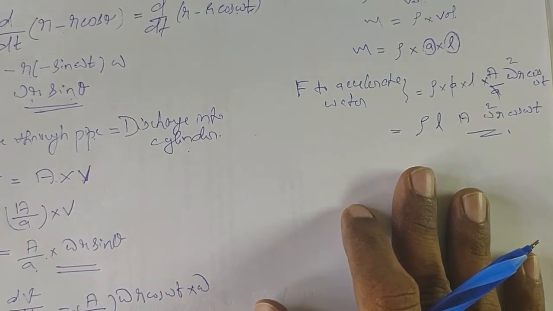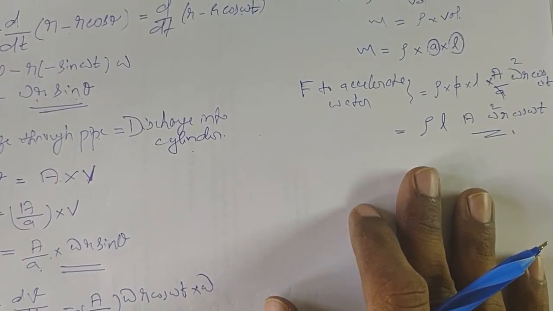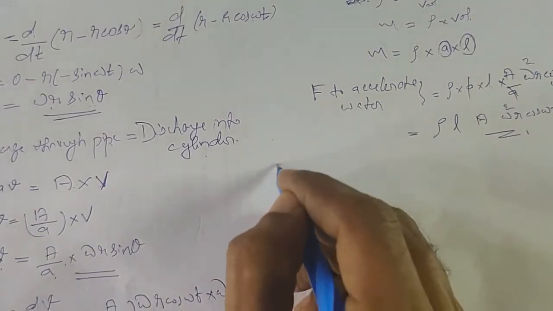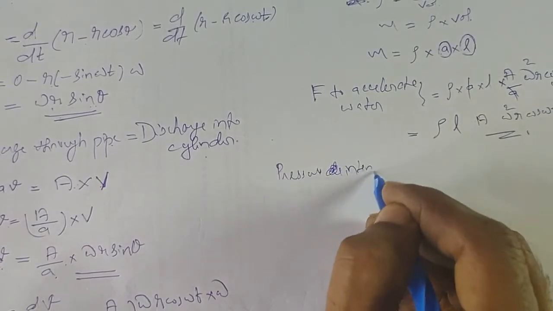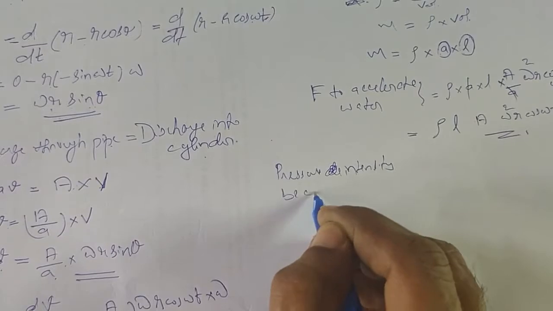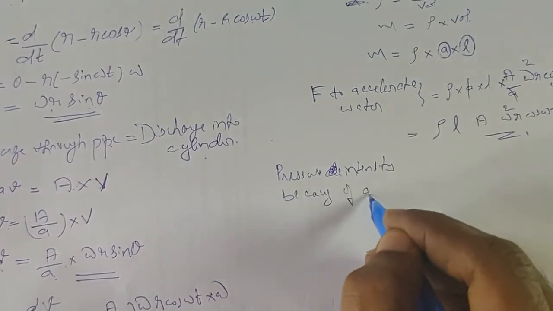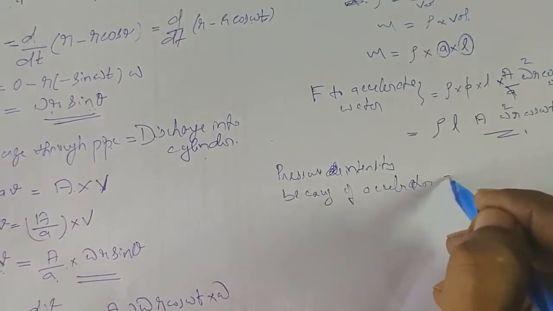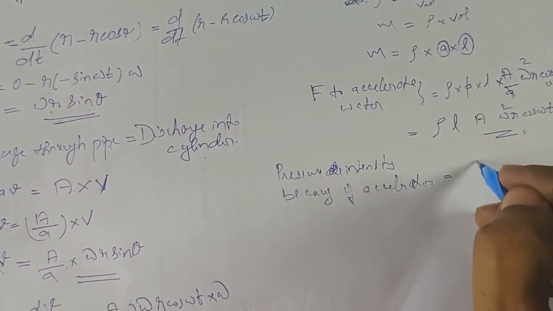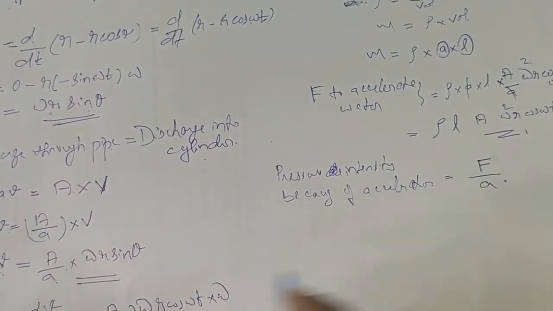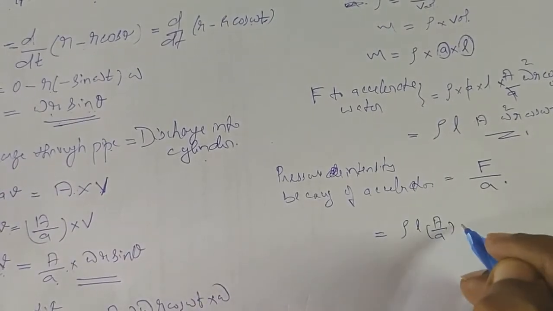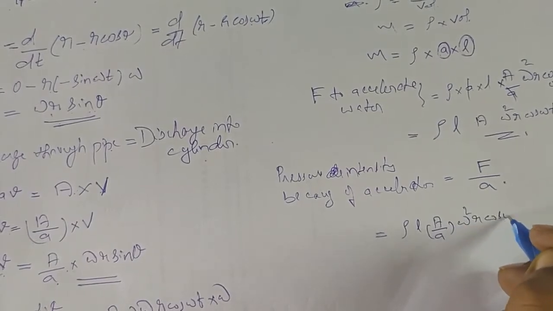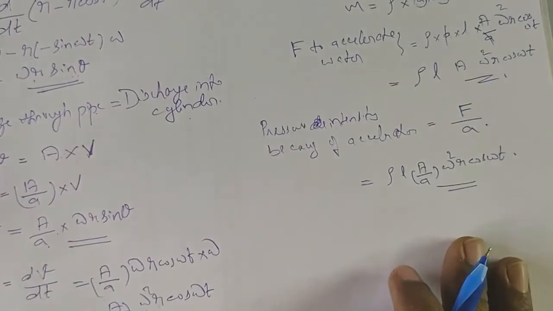And now we have to convert it into pressure head. So first we will find out the pressure intensity due to acceleration of water, the pressure developed because of acceleration of water. Pressure intensity is equal to force per unit area. So it will be equal to rho l (A by a) omega square r cos omega t. So this is the pressure intensity.